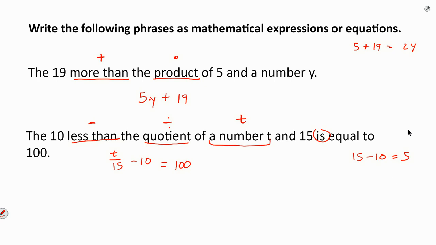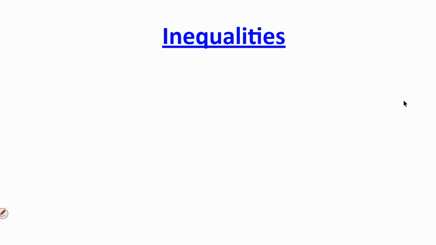So those are some brief examples of writing expressions and equations. Now there's one last thing we need to cover, and that would be inequalities. Writing inequalities is the same thing as writing expressions and equations. Now they have different uses. They're not the exact same thing, but writing them is very, very similar. So let's review the symbols.